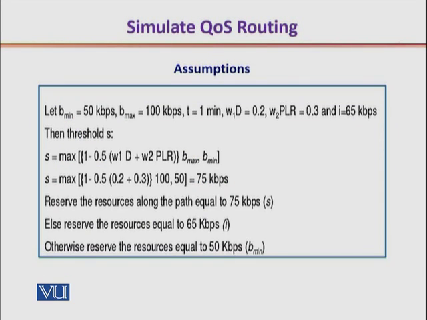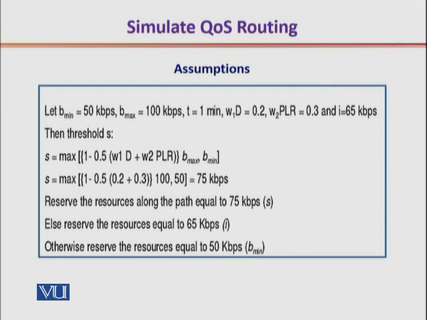The assumptions made in NetSAC are, let's assume that the minimum bandwidth requirement is 50 kilobits per second, the maximum being 100 kbps. The time for the flow transmission is 1 minute. The weighted representation for the delay and the packet loss ratio are 0.2 and 0.3 respectively, and I is an incremental counter at 65 kilobits per second.